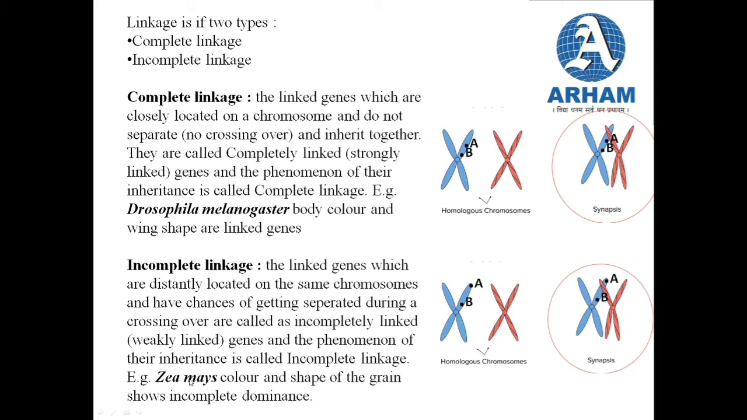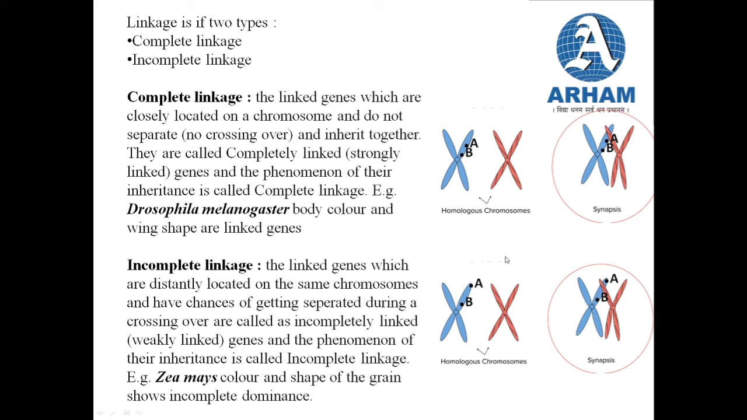The example for it is in Zea mays. So in Zea mays, the color and the shape of the grain show incomplete linkage. There is a typing mistake over here. It has to be incomplete linkage. So these were the two types of linkages that we studied.